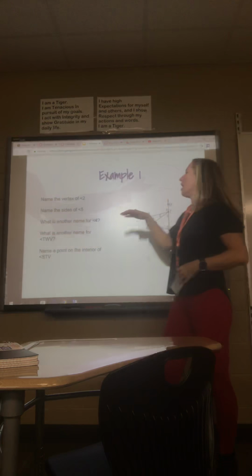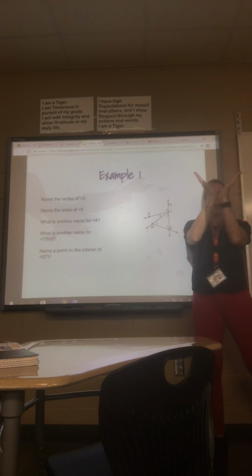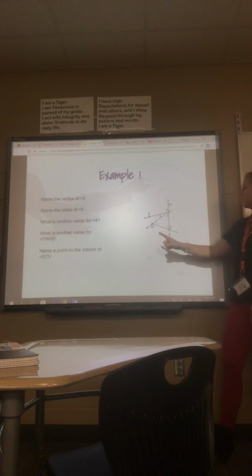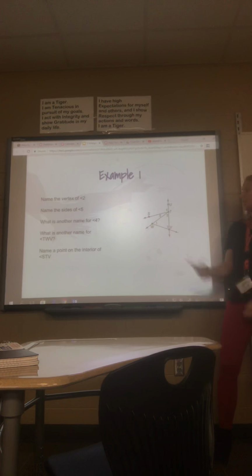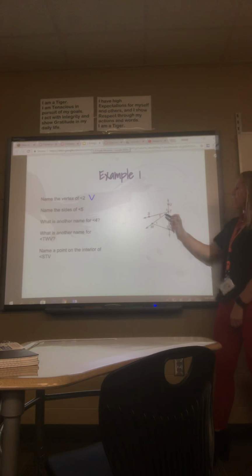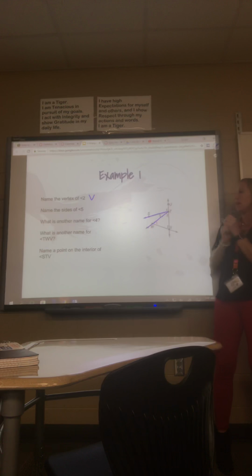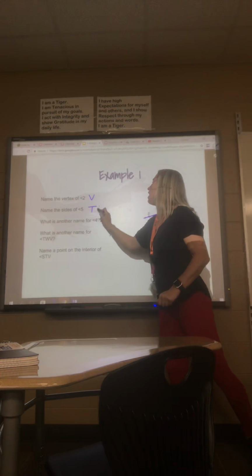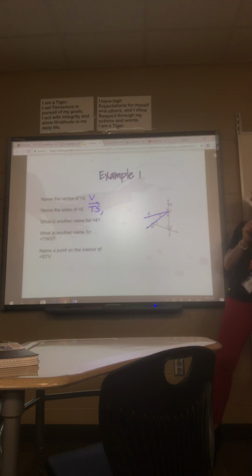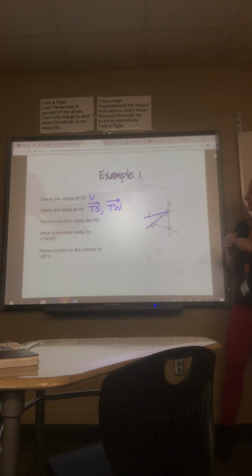Okay, so let's look up at this example real quick. The vertex is the point where the two rays meet. So what would the vertex be of angle 2? V. Okay, so it would be V. Name the sides of angle 5. So here's angle 5. When you name the rays, you have to start with the endpoint. So what would be one of the sides of angle 5? TS. Notice I'm starting at the endpoint. So TS is a side, and what's the other side? TW.